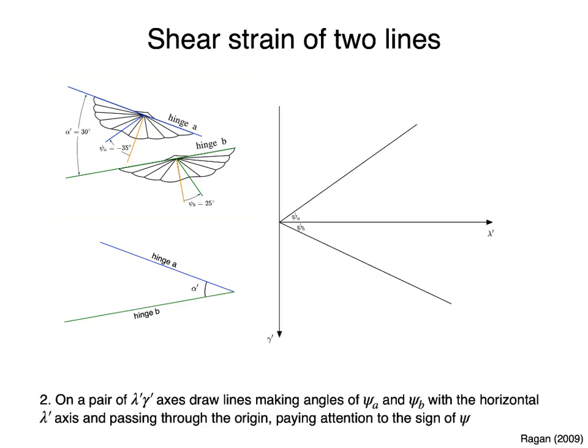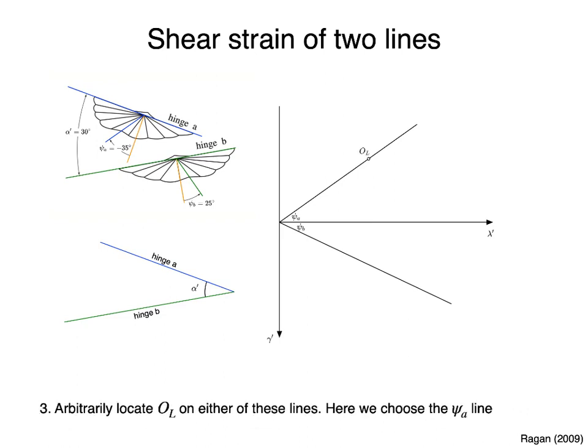Then, on a pair of lambda prime gamma prime axes, we can draw the hinge lines making angles of psi A and psi B with the horizontal lambda prime axis, and passing through the origin. Notice that positive angular shear plots below the lambda prime axis. Line B, which has positive angular shear, plots below the lambda prime axis, and line A, which has negative angular shear, plots above that axis. Then, we arbitrarily locate the pole OL on either of the lines, line A or line B. Here we choose line A.